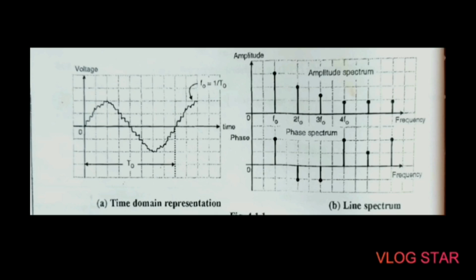In the frequency domain representation, the variable plotted on the x-axis is frequency f rather than time t, and the signal represented in the frequency domain is called the line spectrum. The line spectrum consists of two graphs, namely the first is amplitude spectrum, that is a graph of amplitude versus frequency, and the second phase spectrum, which shows a graph of phase versus frequency. Here in this figure B, we can see the line spectrum types. The first is amplitude spectrum and the second phase spectrum.